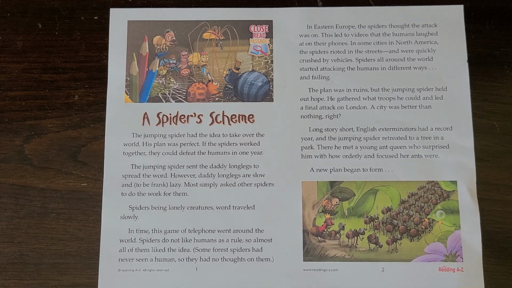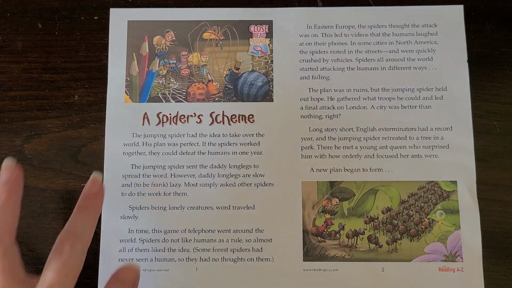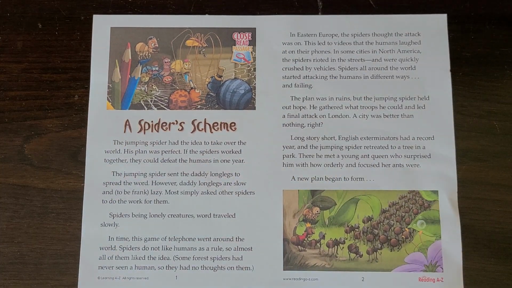Spiders do not like humans as a rule, so almost all of them liked the idea. Some forest spiders had never seen a human, so they had no thoughts on them. In Eastern Europe, the spiders thought the attack was on. This led to videos that the humans laughed at on their phones. In some cities in North America, the spiders rioted in streets and were quickly crushed by vehicles. Spiders all around the world started attacking the humans in different ways, and failing.